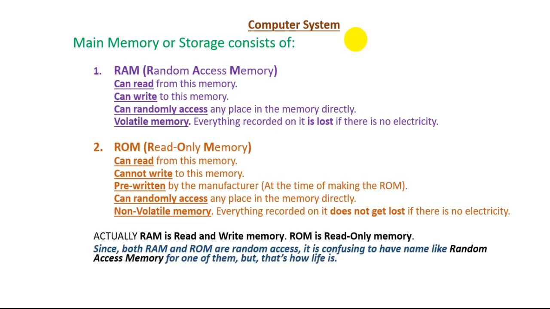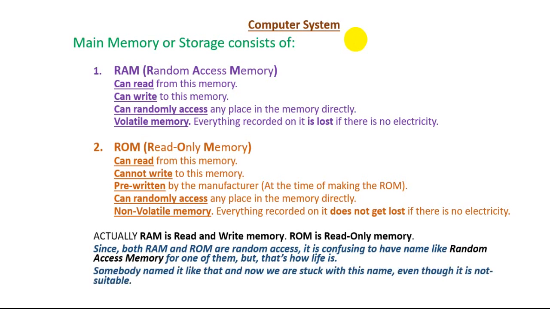So since both RAM and ROM are random access, it is confusing to have a name like random access memory for one of them. The first one we are calling random access memory, and the second one is also random access memory. So what to do? That's how life is. Somebody decided this, somebody named it like that, and now we are stuck with this name. We can't change it. So we are going to call the first type of memory RAM and the second type ROM, even though the second type of memory can also be randomly accessed.